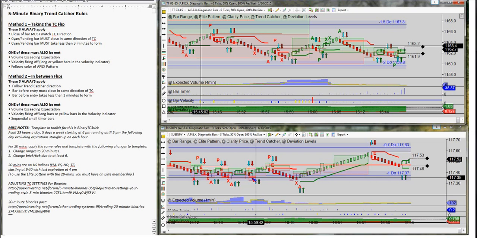They go flat until they have a reason to go up or down. For example, in this one, you had your arrows. You've got the trend catcher starting to go green, but you never had any upward motion, so it never went green. It just stayed flat.